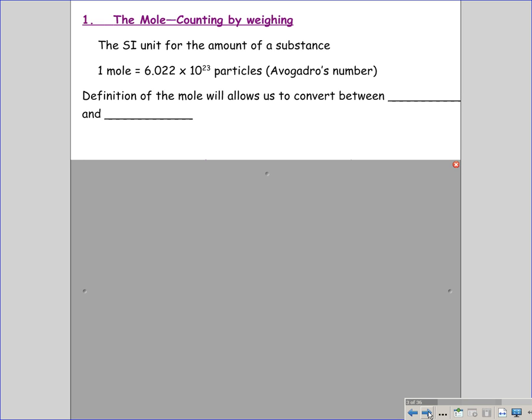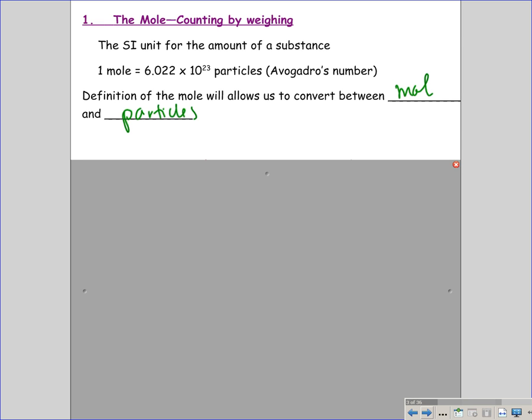The SI unit for substance, 1 mole of that. Definition: the mole allows us to convert between moles and particles mainly. Okay, so I told you some of this. The top left-hand side, the mass, oh no it's not, I lied to you. Well, that's almost there, those are the problems mainly.